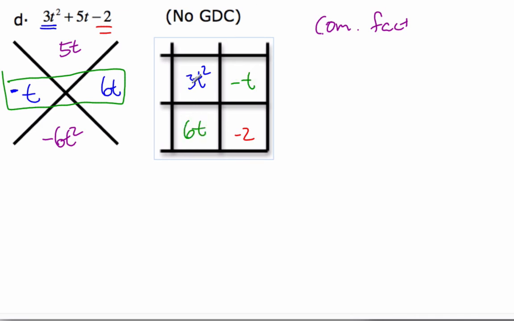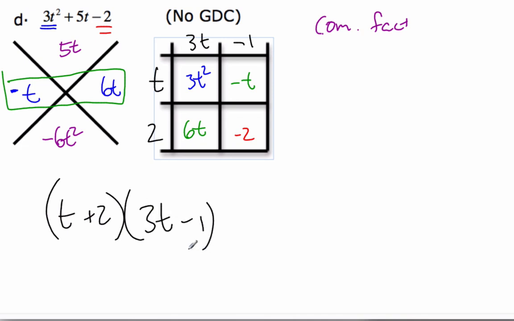Pulling out my factors here, this one is the boss, so it's 3t. Here, 6t and negative 2 gives a factor of 2. Let me back up here a second. This one I did incorrectly. That should just be t, not 3t. When I go up this way, that's 3t. And here, remember this sign is the boss, it is negative 1. And so when I factor it, I get a t plus 2 from this combination, and a 3t minus 1.